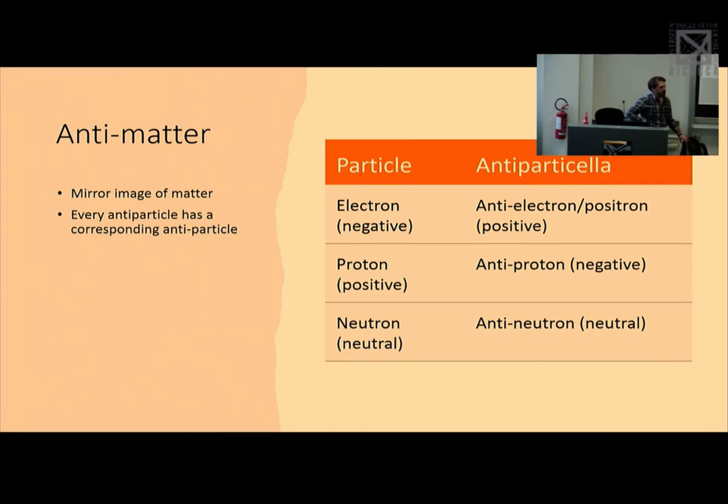Now, we've said that in the beta plus decay, we emit an anti-electron or positron. How does that work? Antimatter is the so-called mirror image of matter, identical to matter for all the properties we know up to the chemical level. Every particle has a corresponding antiparticle. So for an electron, we have an anti-electron or positron, which is positive because the electrical charge is flipped. The proton has the antiproton, and the neutron has the antineutron.